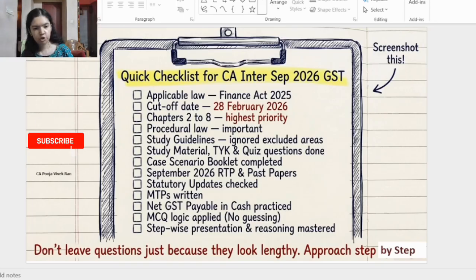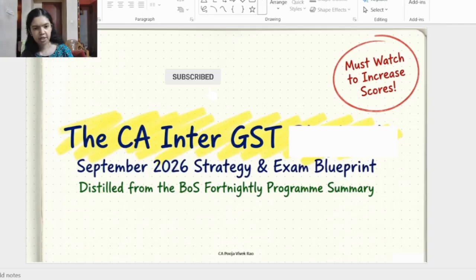And also ensure you present the answer in a stepwise way. And give appropriate reasoning because stepwise marking is there. And most importantly, don't leave questions just because they look lengthy. Approach all the question in the exam step by step, because even if you don't complete the entire question or if the final answer is wrong, still you will get marks for each of the step. So these were the most important takeaways from the ICAI BoS Fortnightly Programme for your CA Inter September 26 GST exam.